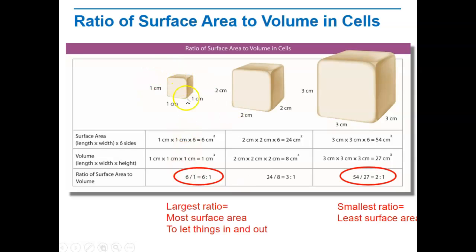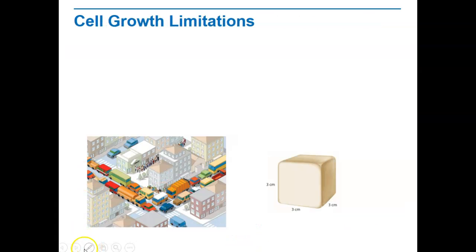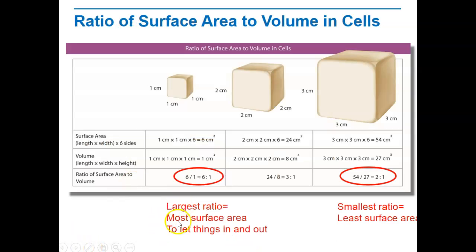Okay, why do we care that small cells have the most surface area and big cells have the smallest surface area in this ratio? Well, the job of the cell membrane and the outside of these cells here, the surface area would be like all of the cell membrane of this three-dimensional cell. So there'd be cell membrane on the front and the back and the top and the bottom. The job of that cell membrane is to let things in and out.